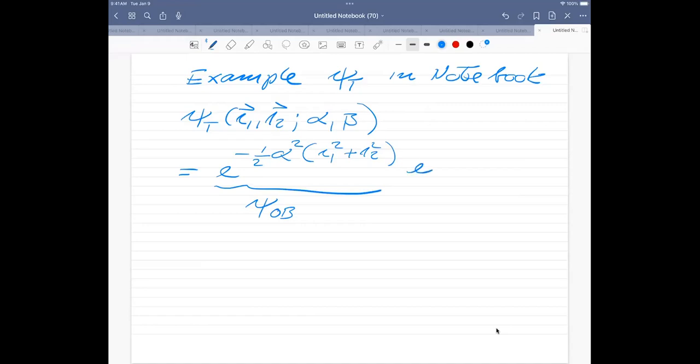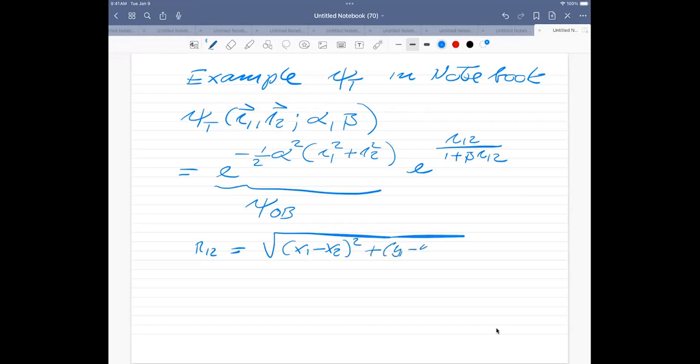And this is given as a function of R12 divided by 1 plus beta R12, where R12 is now given by x1 minus x2 squared plus y1 minus y2 squared. So this is the function which you find in the lecture notes.